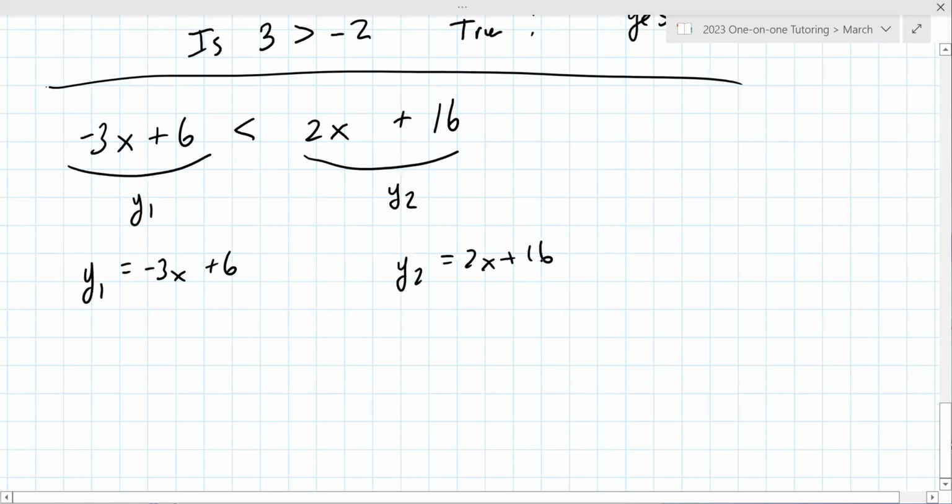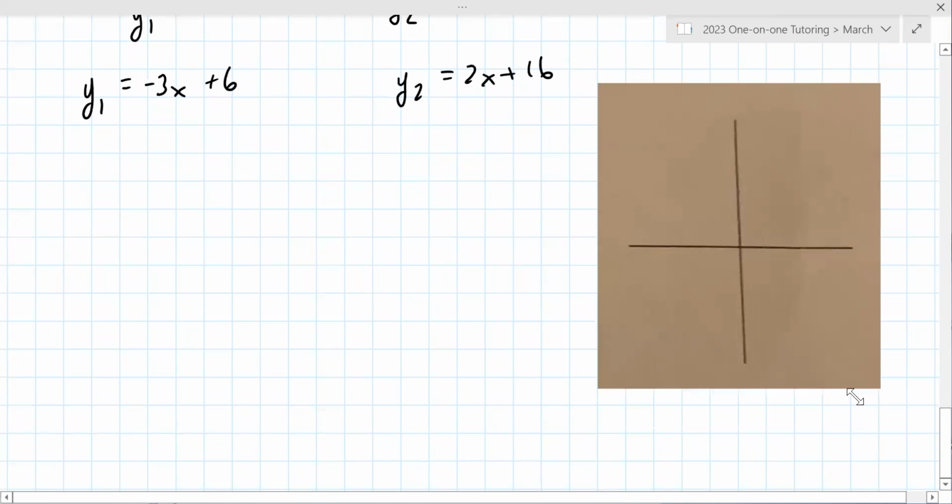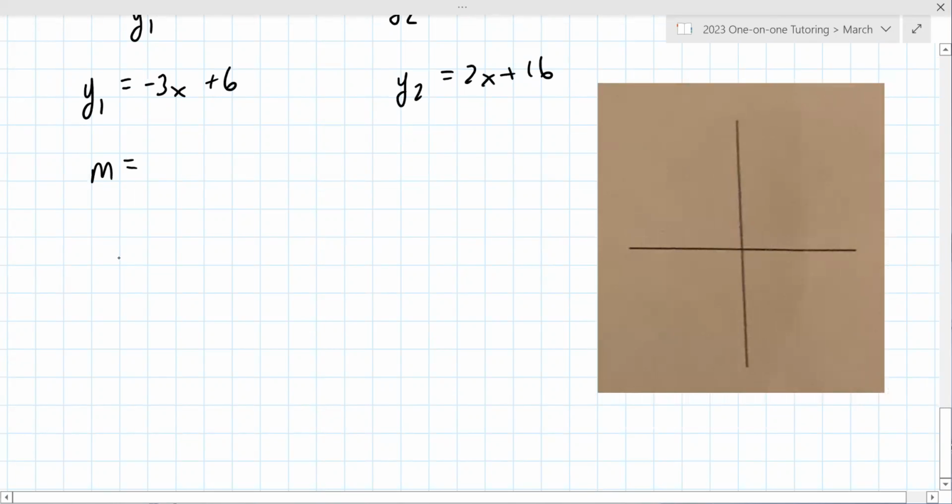Okay, and let me grab a graph here again. So you want to use the same approach we did in the last problem. You want to find the slope and the b value of each. Okay, so on the left here, what is the slope? What is the b value?